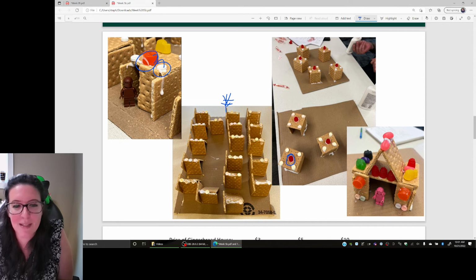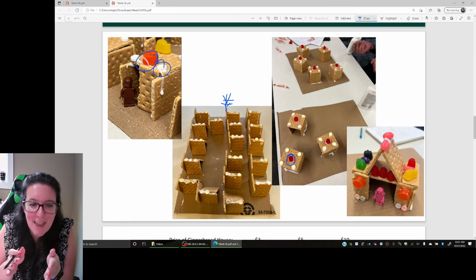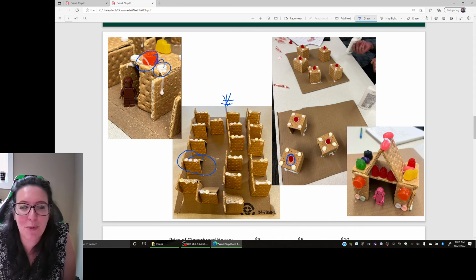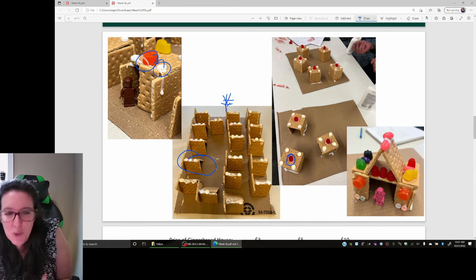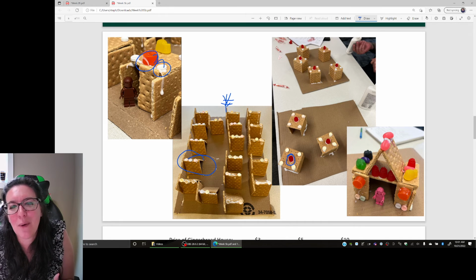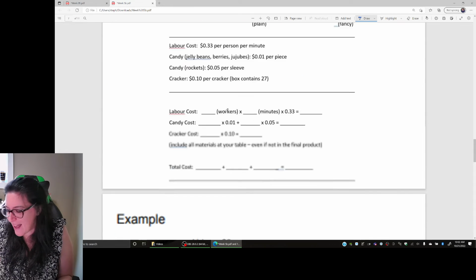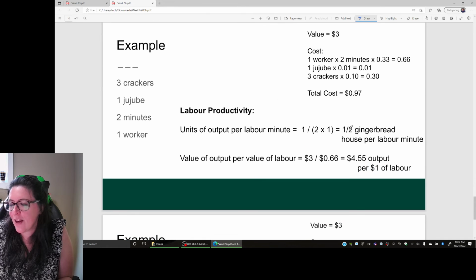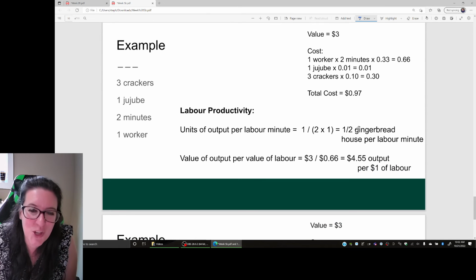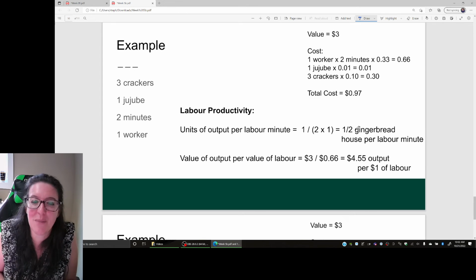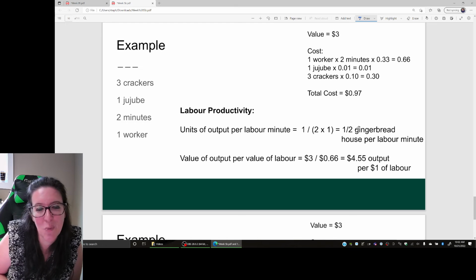Mine took a while because I had to hold the walls together that kept falling down. This design is a bit more stable here. And so they were able to produce, I think there's a total of like 18 houses here, and they were able to get those out much quicker. If you look at their numbers in terms of labor productivity, they're able to produce more than a half a gingerbread house per labor minute. Okay, so they're more productive than me. Their method might be the one best way.